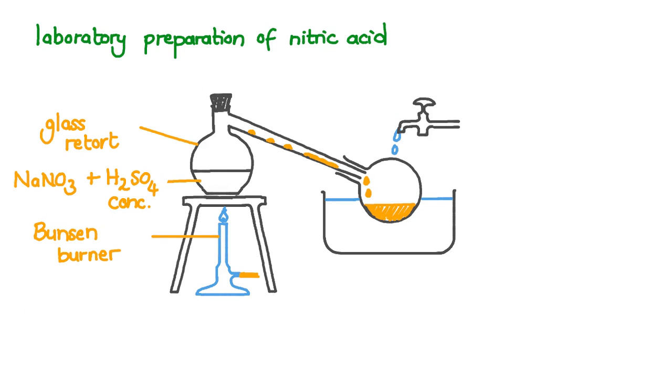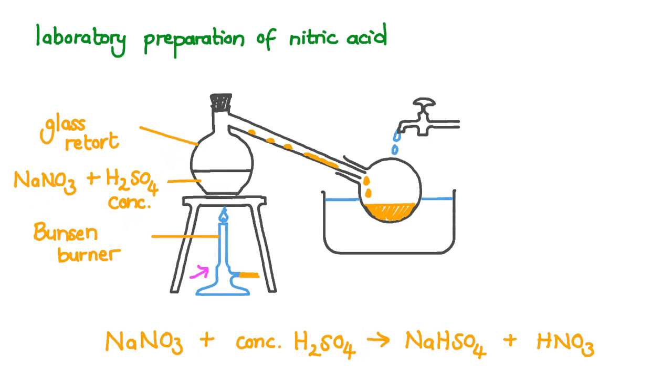Here is the experimental setup used to make nitric acid. Concentrated sulfuric acid and a dry nitrate salt, for example sodium nitrate, are added together in a glass retort vessel. The mixture is heated with a Bunsen burner. The following reaction occurs. The products are sodium bisulfate and nitric acid. This nitric acid is given off as brown fumes in the retort vessel. The nitric acid is distilled off, cooled and collected.